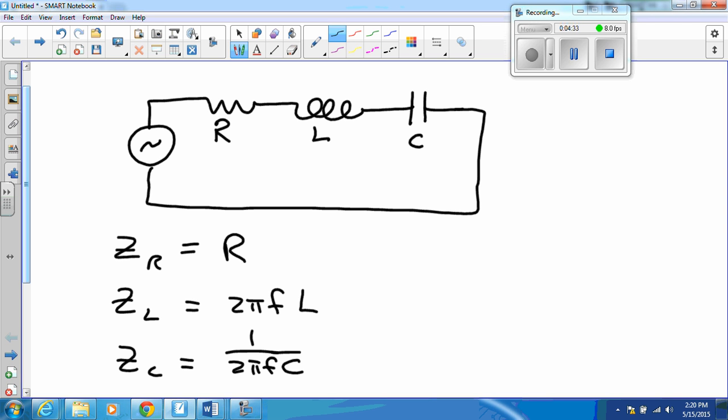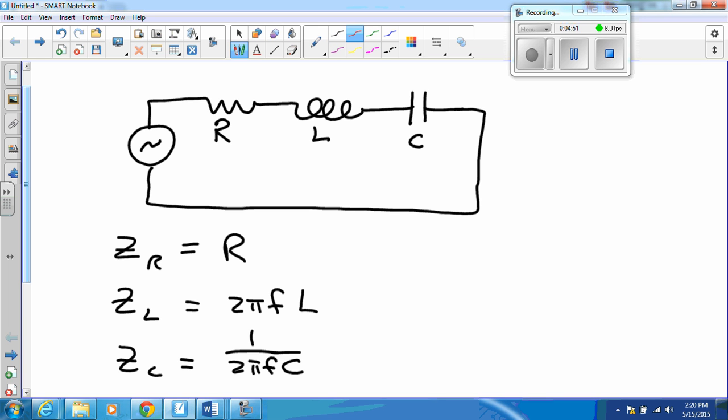Won't the inductors kind of balance it out? Yes, they will kind of balance it out. That's exactly right. That's why there's an impedance for the inductor that depends upon the frequency. The higher the frequency, the more balancing essentially occurs.